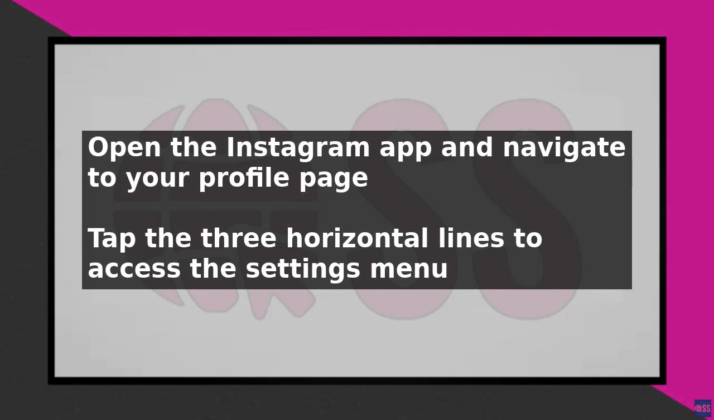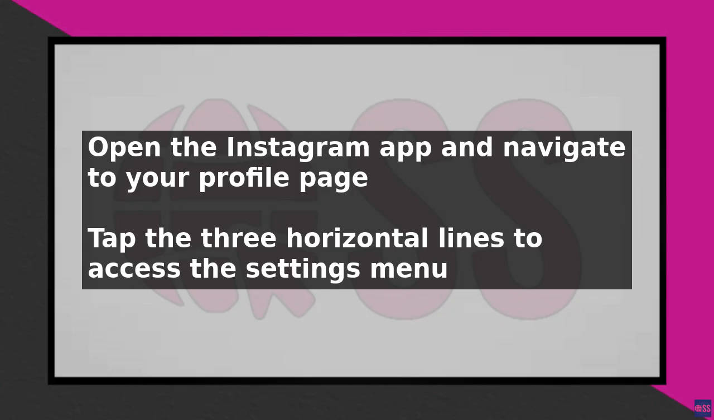To hide likes on Instagram, start by opening the Instagram app and navigating to your profile page. Tap the three horizontal lines in the top right corner to access the Settings menu. From the Settings menu, select the Account option and then choose the Post section.